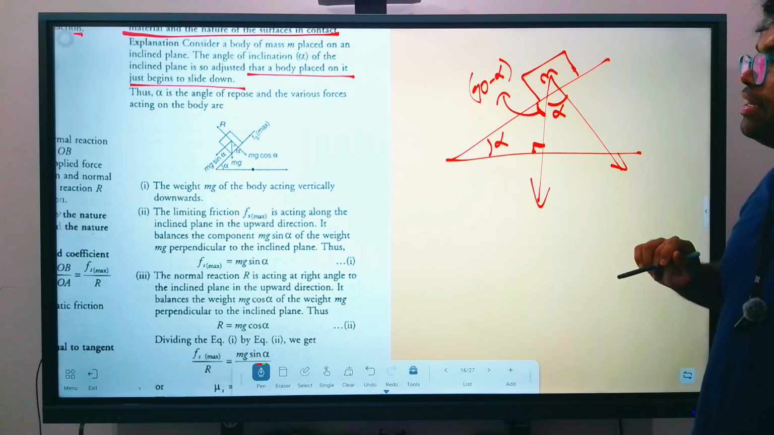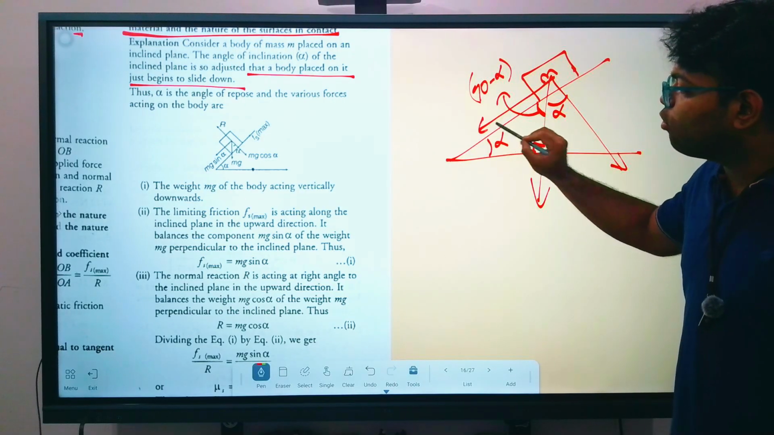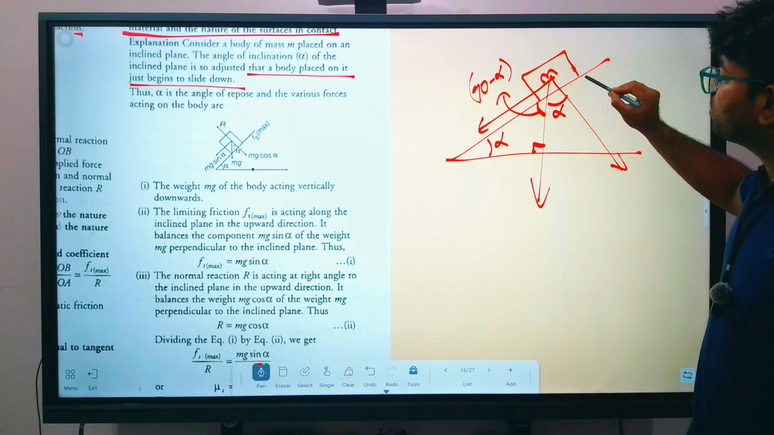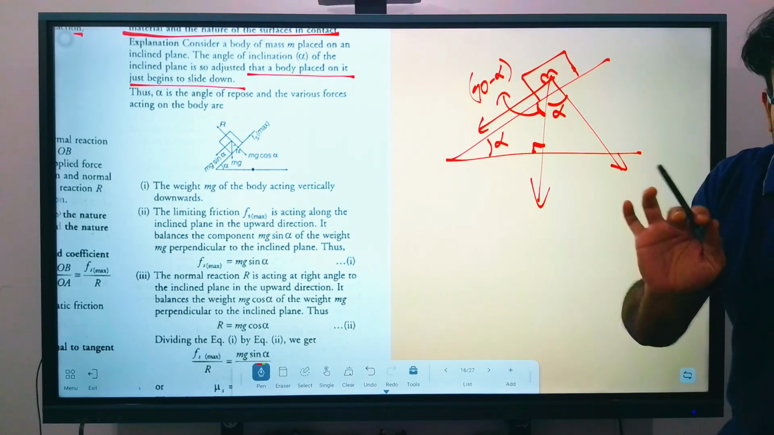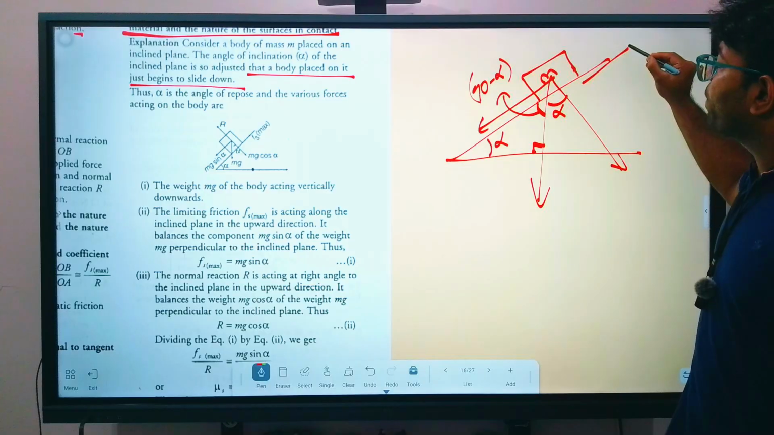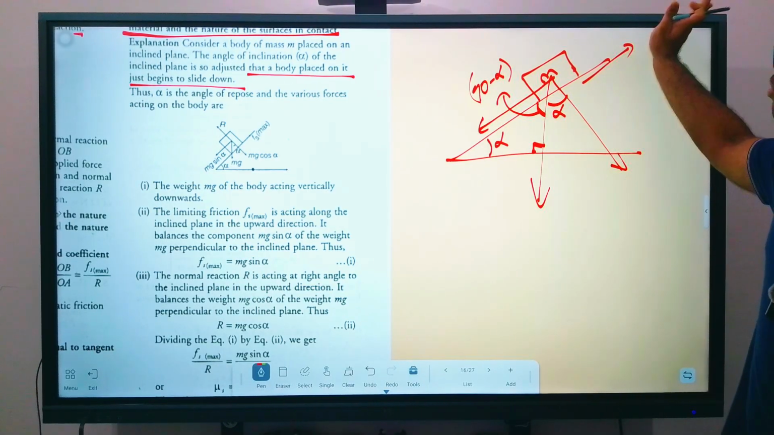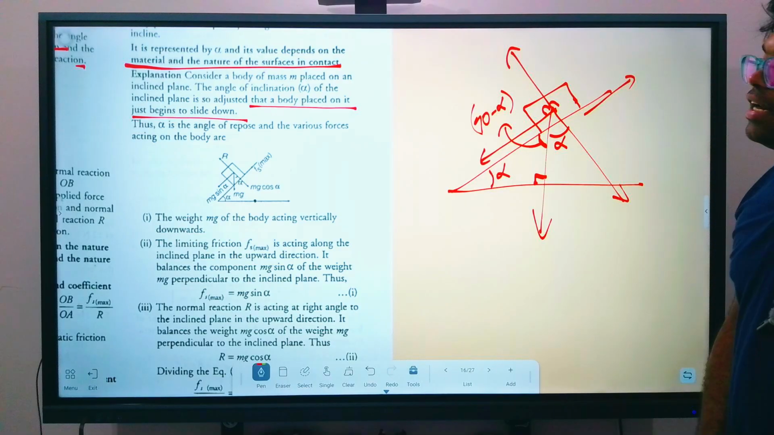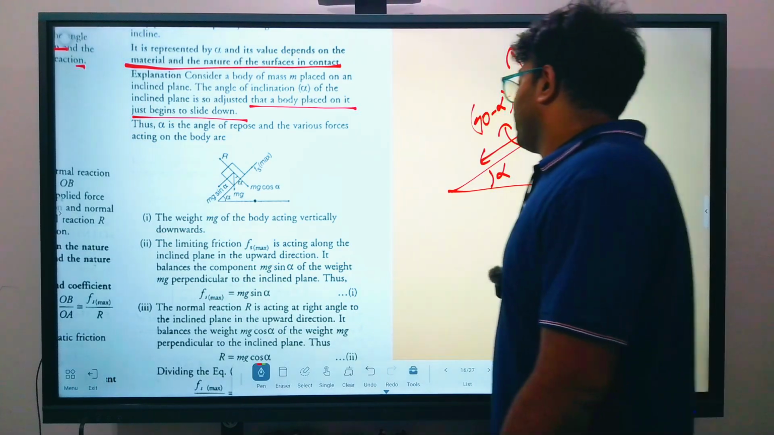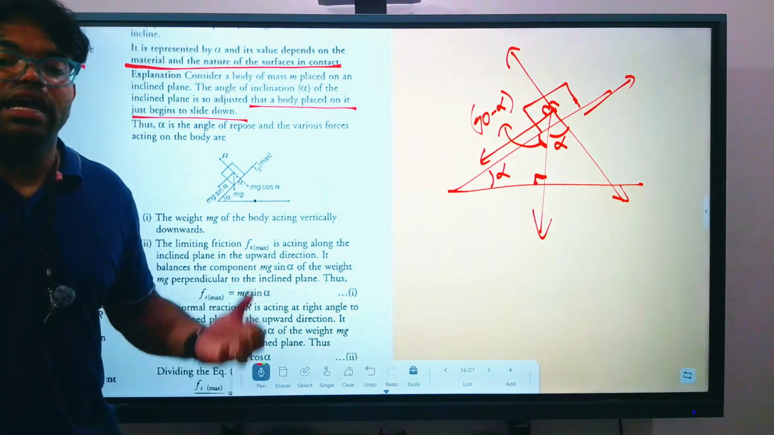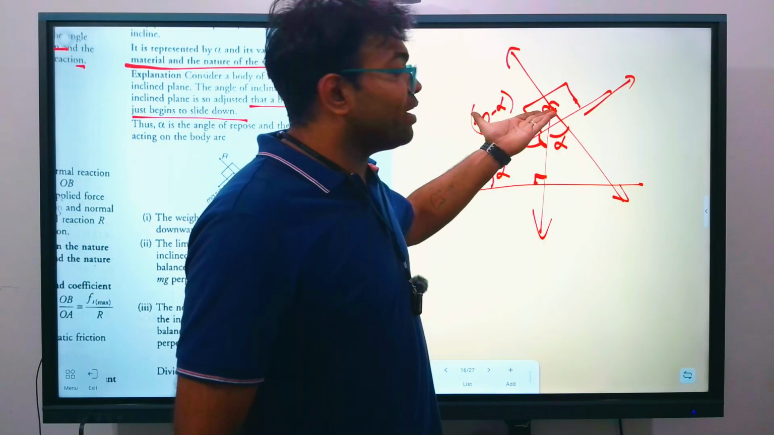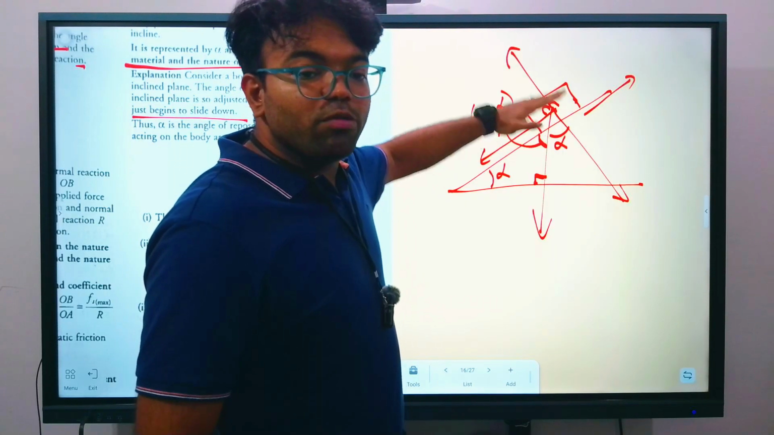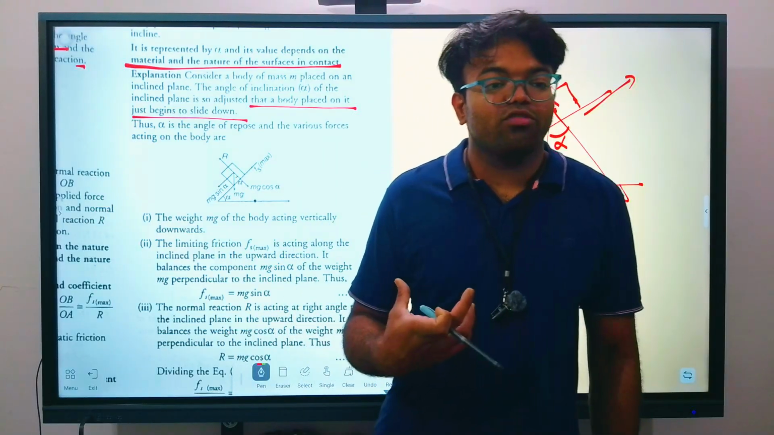Now, what is happening here? The object is beginning to slide downwards, and there is a frictional force. The frictional force will always be parallel to the surface, so the frictional force is applied in this direction. And the reaction force will always be what? No matter at which angle the surface is, the reaction force will always be perpendicular to the surface. I can actually explain what happens.